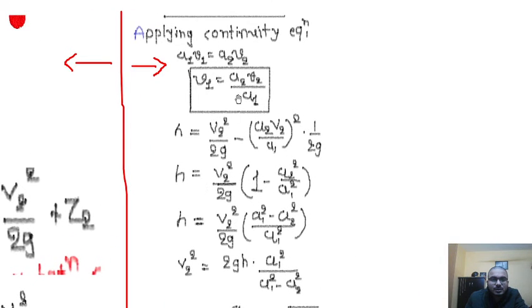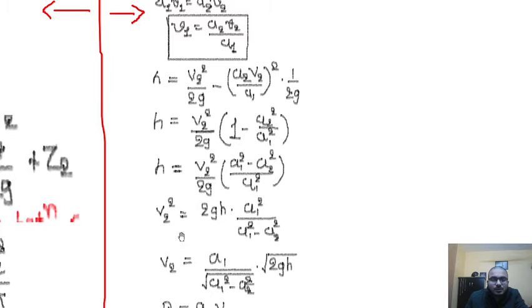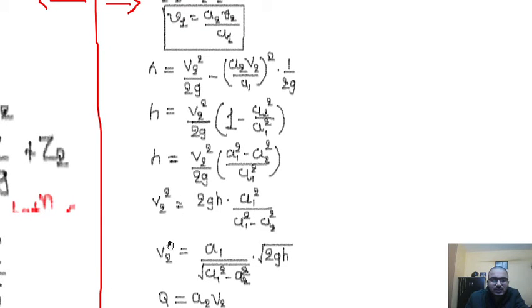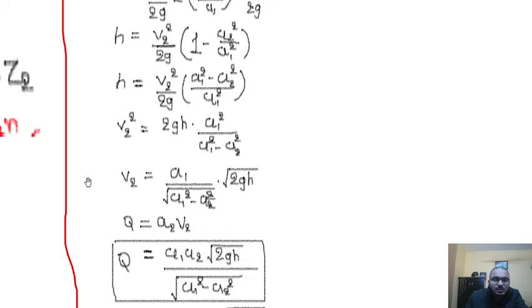Here instead of v1 we put this formula, a2 v2 upon a1 whole square, and then we took v2 square upon 2g common, and in the bracket we have 1 minus a2 square upon a1 square. Upon simplification we made V2 the subject of this equation, and it is equal to A1 divided by square root of A1 square minus A2 square into square root of 2gh. So this is the value of V2.